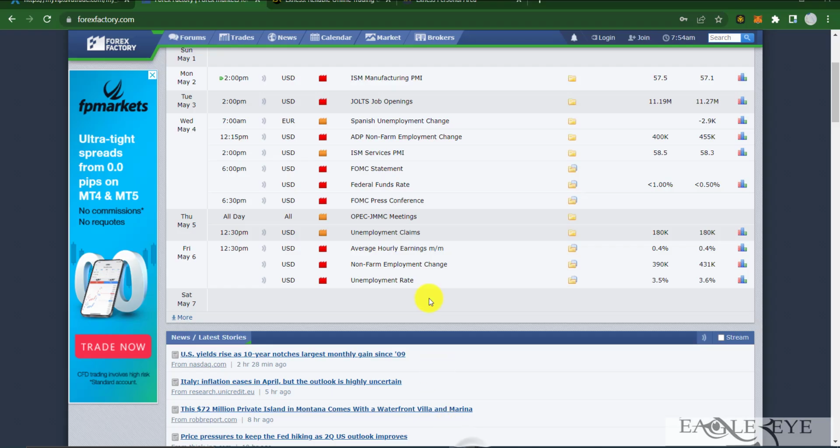Just be careful with these news releases. They are very high impact. Okay, so that is it.